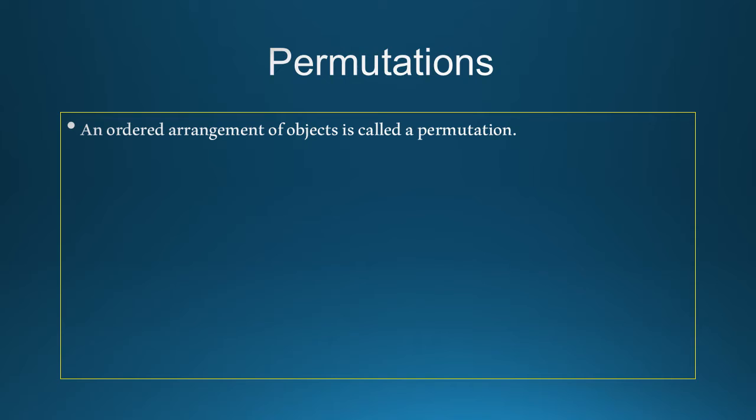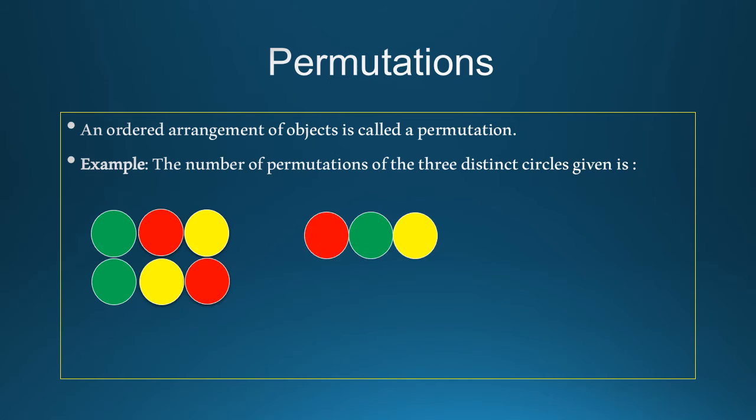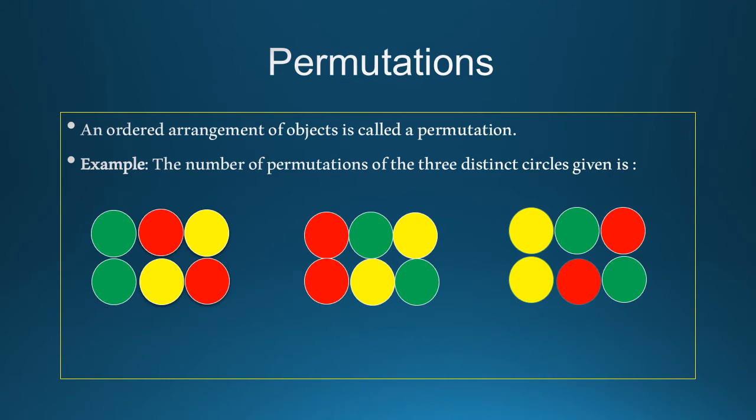Permutations. An ordered arrangement of objects is called a permutation. So we're going to see two definitions of permutations. That's the first one. An ordered arrangement of objects is called a permutation. So if I have three distinct circles, what's the number of permutations formed using three distinct circles? So let's see what they are. So notice we have 6, and 6 is the same as 3 factorial.